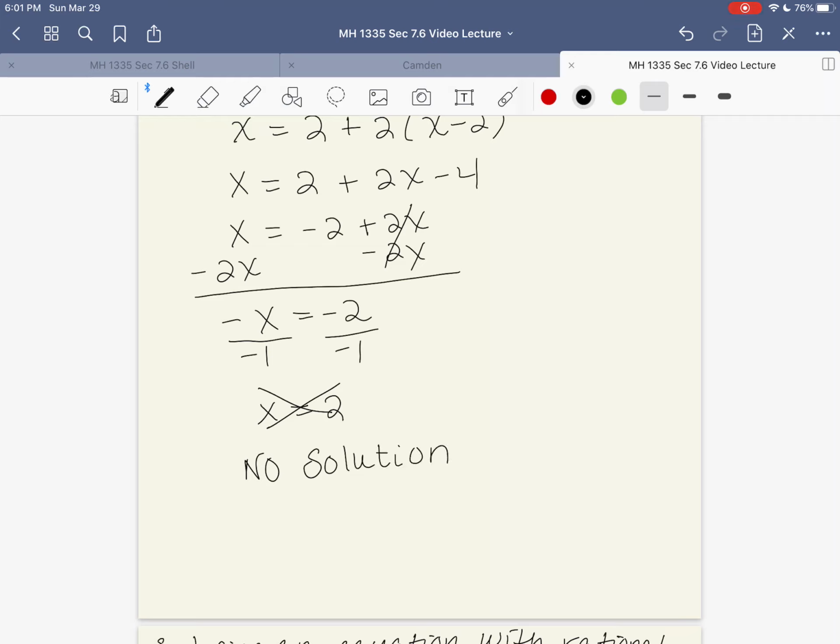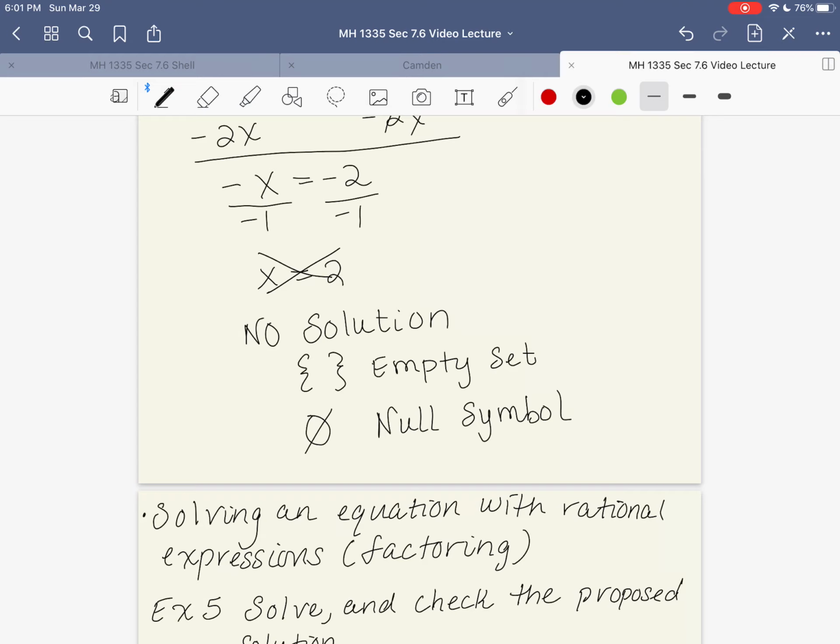All right, so you can either say no solution, you can draw a solution set with nothing in it, that's an empty set, or a circle with a line through it, that's called the null symbol. And I'm not sure which way you'll see it on your test, but it'll be one of the 3 ways, so just know that that is how you write no solution.